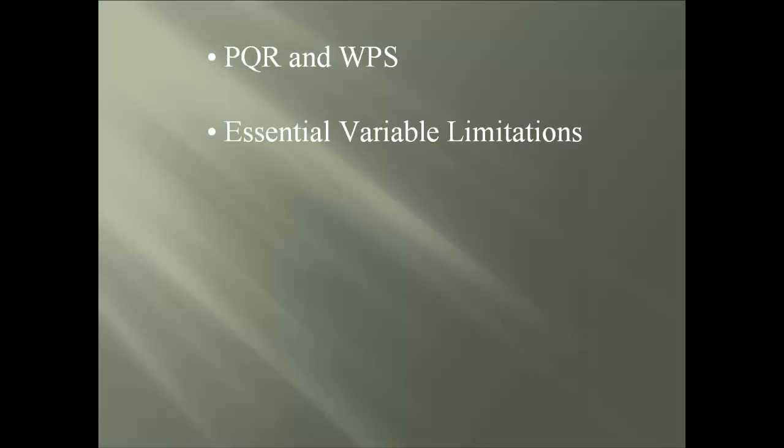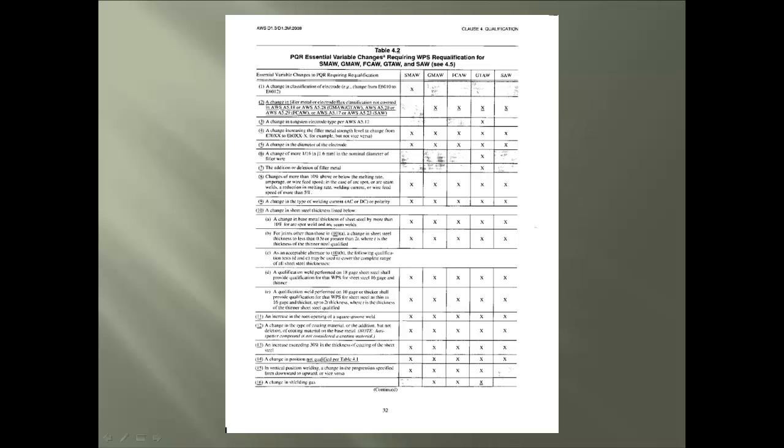Table 4.2 of the D1.3 covers the PQR essential variable changes. We have seen this table format in the segment for the D11, and the meaning is the same, which is, if any deviations take the parameters of a pre-qualified or a qualified by testing WPS out of the table's tolerance that are allowed, it will be needed to be re-qualified.